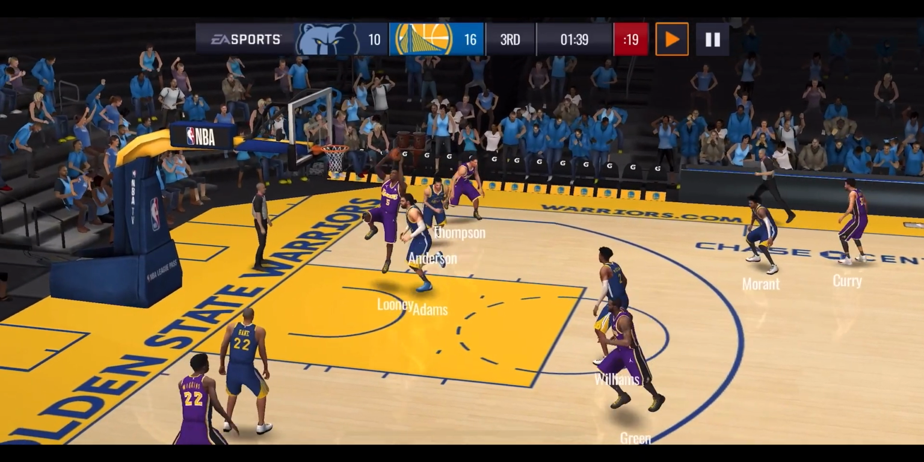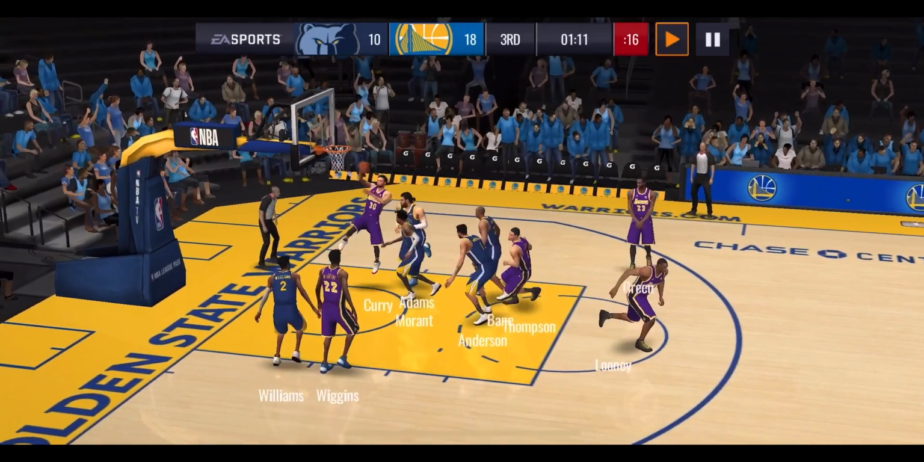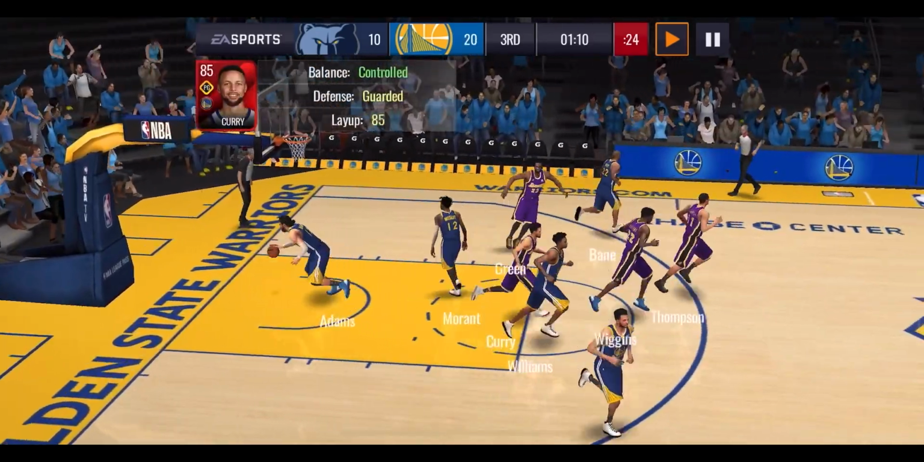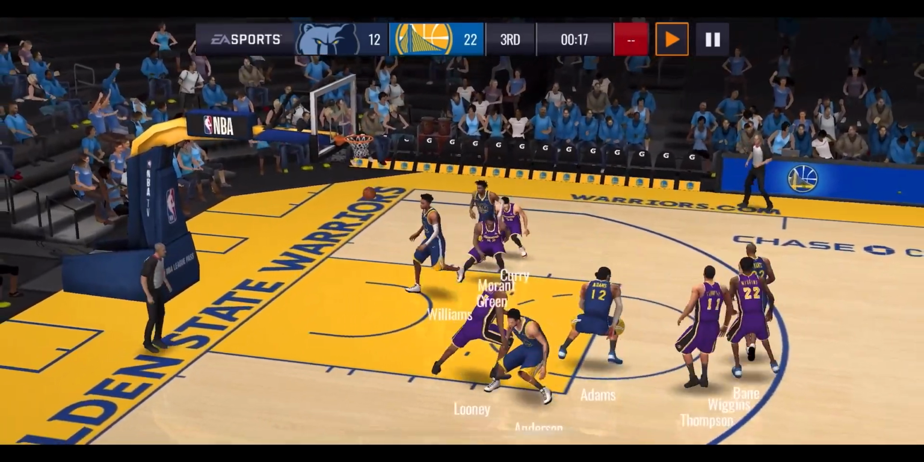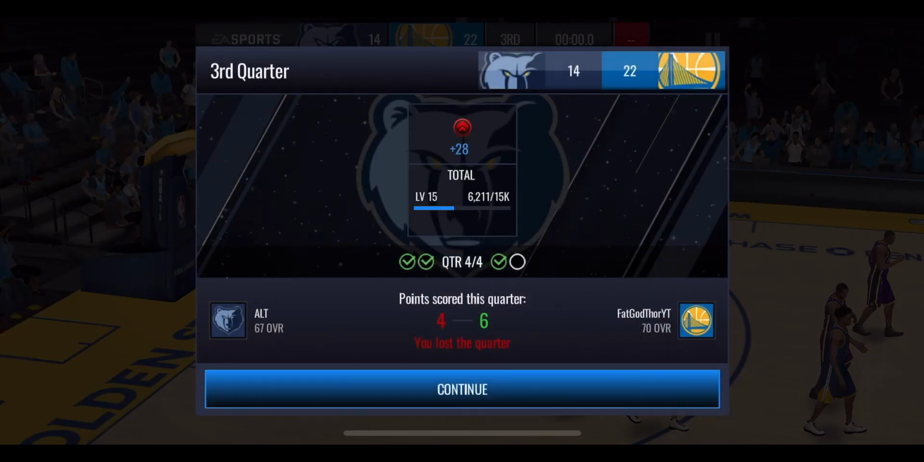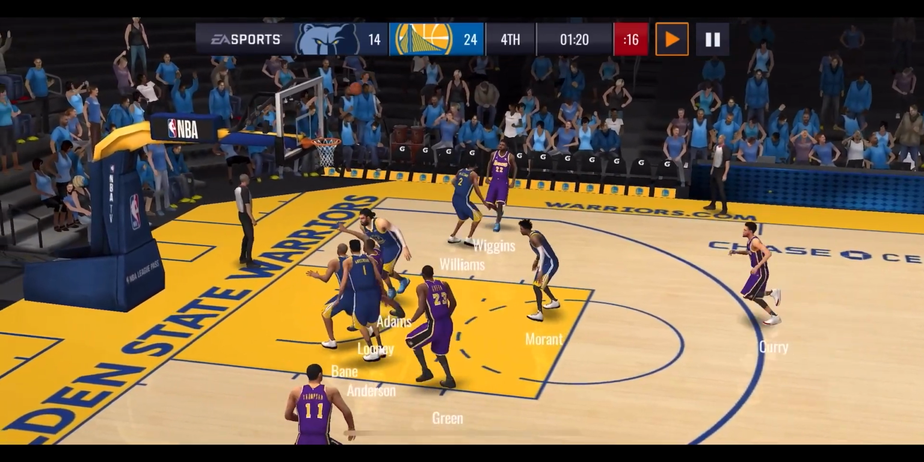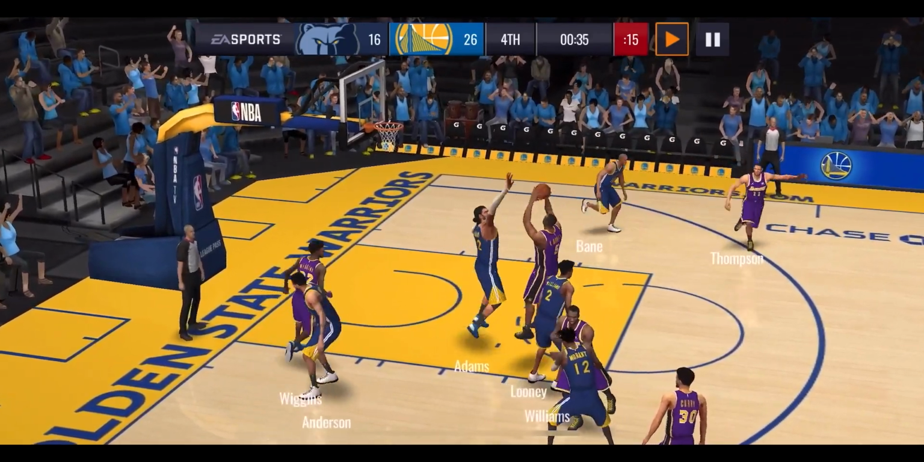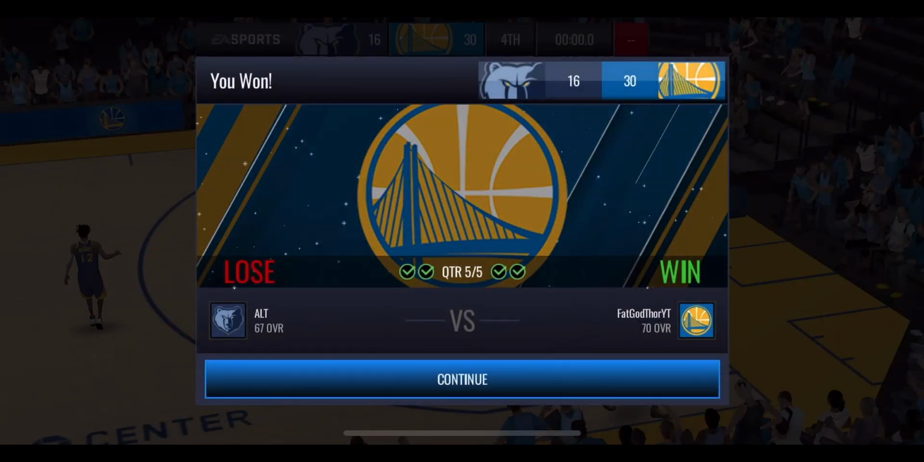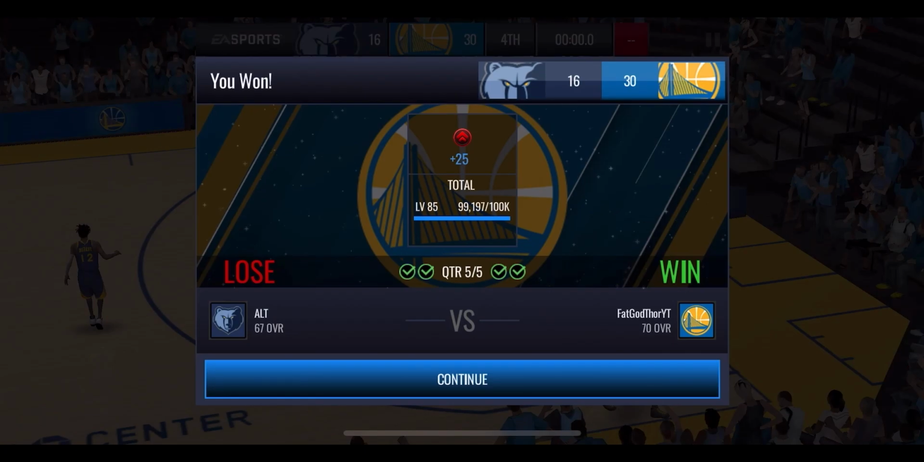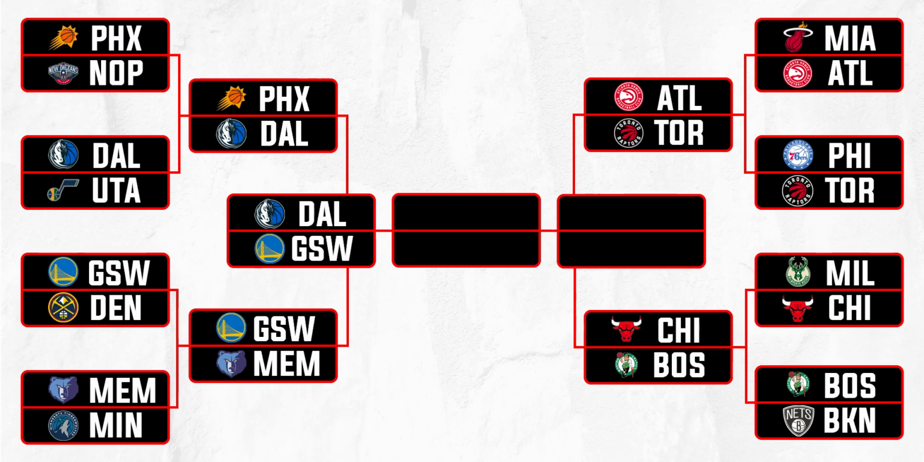And then going on into the third quarter, it was more of the same stuff. The Warriors just stayed ahead and were keeping on winning until they got to the end of the third quarter, where they were up by 22-14. And again, the fourth quarter, the Memphis Grizzlies had nothing to come back to the Warriors, and the Warriors end up winning 30-16 at the end of that game. So they move on to the conference finals to face the Dallas Mavericks in the Western Conference Finals.